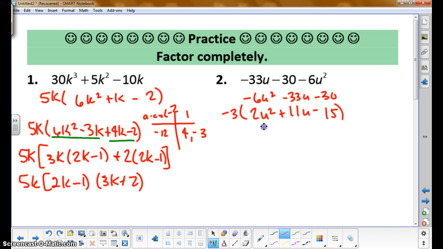Since this is now a trinomial, we're going to try AC factoring. 2 times negative 15 is negative 30 for A times C. And our middle term, B, is a positive 11. So two factors of negative 30 that add up to a positive 11. I'm thinking of 15 and 2. I'm thinking of 10 and 3. But I'm not finding that if we make either of these positive or negative, they add up to 11.